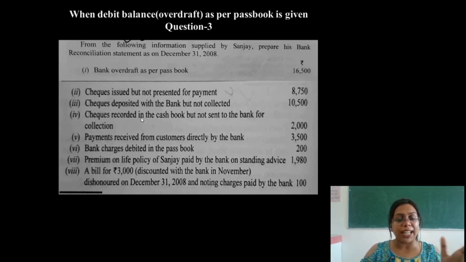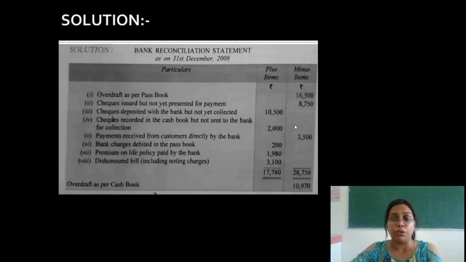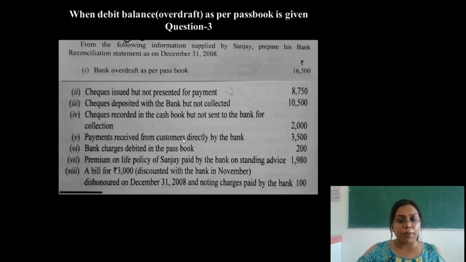Now actually it is not an increase in my passbook. What would I have done? I would have decreased this 2,000 rupees in my cash book if I was starting the BRS from cash book, but in this case we are starting from passbook. We will again add this 2,000 to the BRS. Checks recorded in the cash book but not yet sent to the bank for collection, we'll add this 2,000.